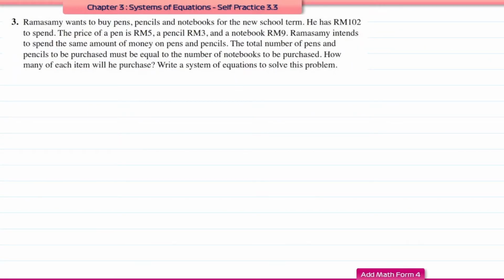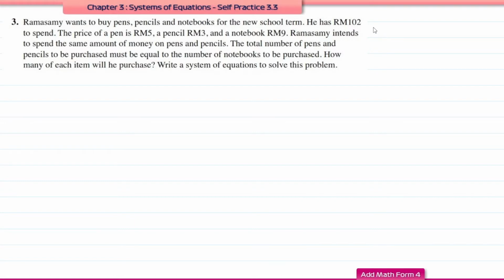Question number 3. Ramasamy wants to buy pens, pencils and notebooks for the new school term. He has 102 ringgit to spend. The price of a pen is 5 ringgit, a pencil 3 ringgit and a notebook 9 ringgit. Ramasamy intends to spend the same amount of money on pens and pencils. The total number of pens and pencils to be purchased must be equal to the number of notebooks to be purchased. So the question is, how many of each item will he purchase? So write a system of equations to solve these problems.